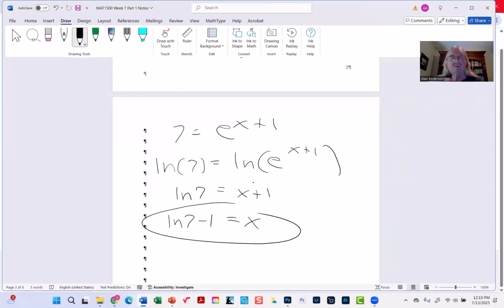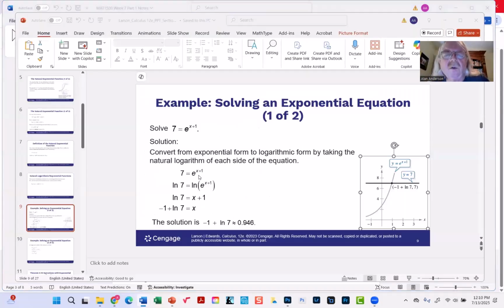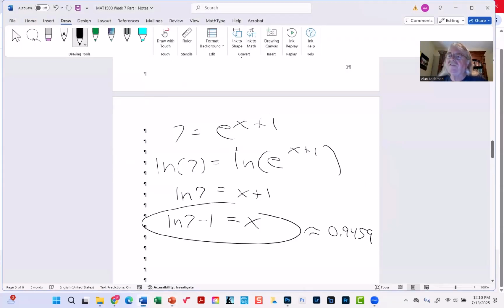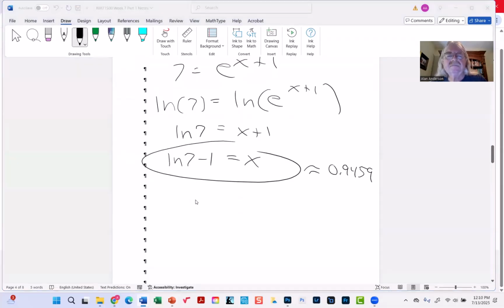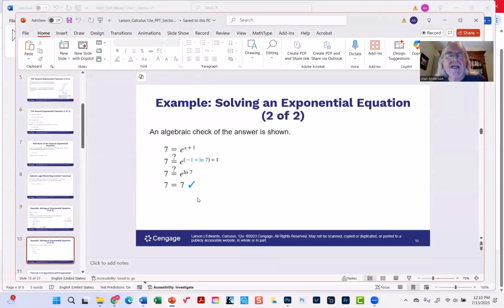They point out in the slides what it's equal to. You can go to your calculator and solve for this very easily. It's about 0.9459. Or normally you would just leave it as log 7 minus 1, unless you need the exact value like that. And okay, so they're double checking it here.